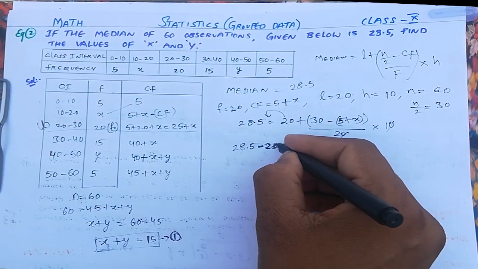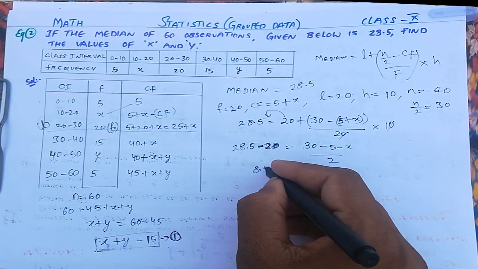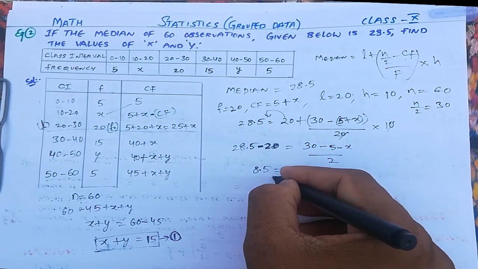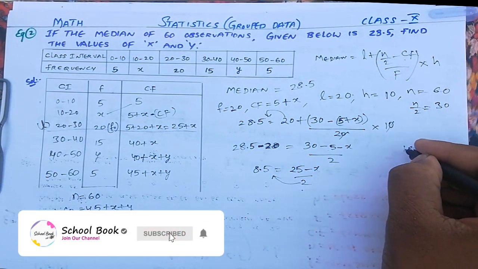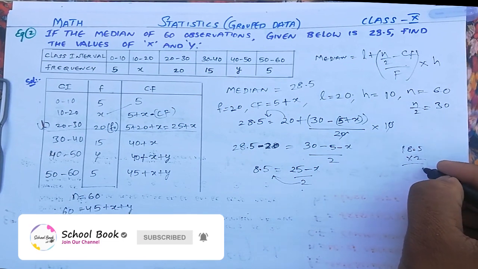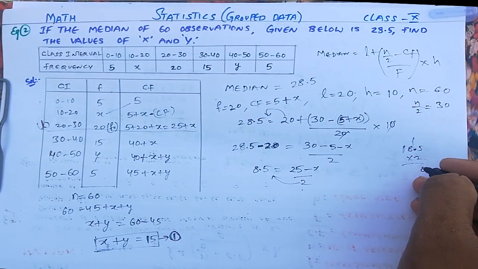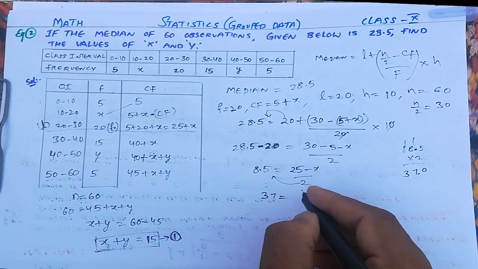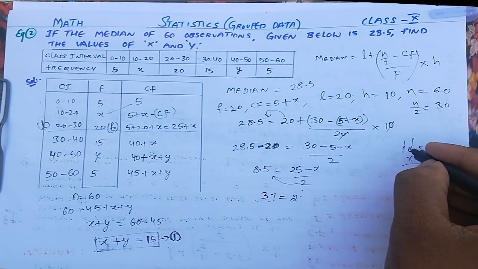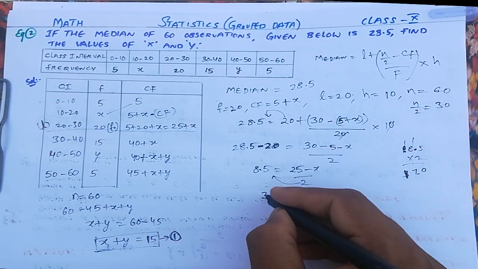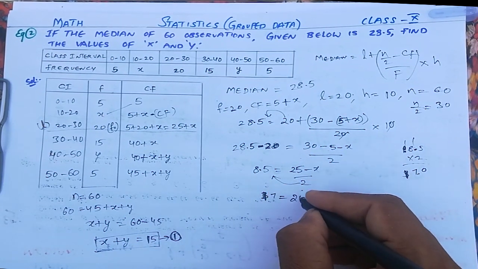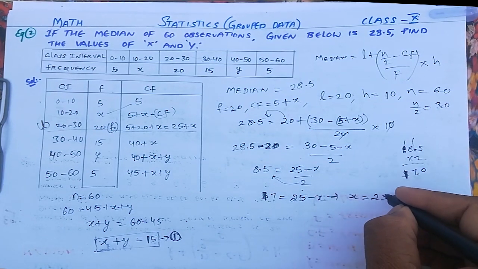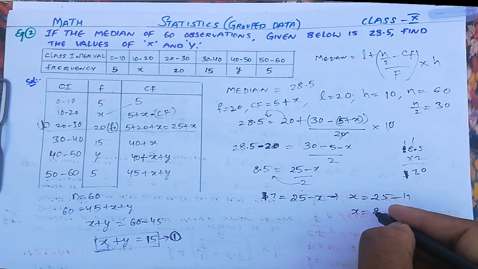Okay, then 28.5 minus 20 is 8.5. 8.5 equal to 30 minus 5 is 25, minus x, by 2. Bring the 2 this side: 8.5 into 2. Sorry, this is not 18.5; 8.5 means we will get only 17. So 17 equal to 25 minus x. It implies, bring 17 this side, so x equal to 25 minus 17, which gives the answer as 8.